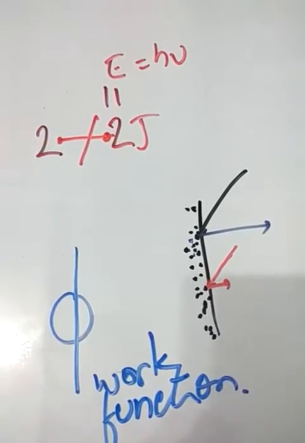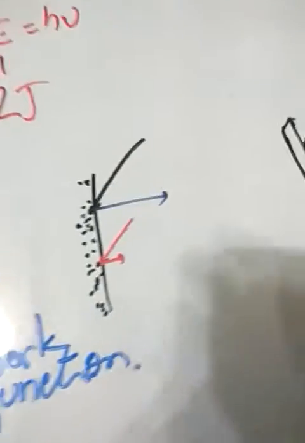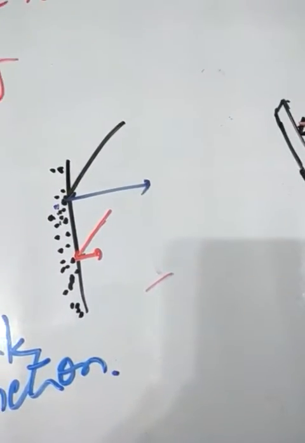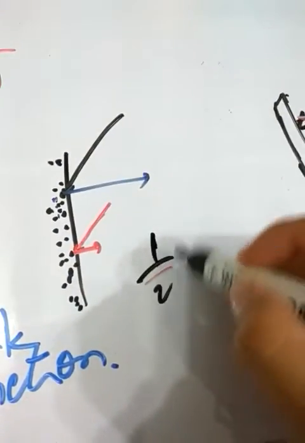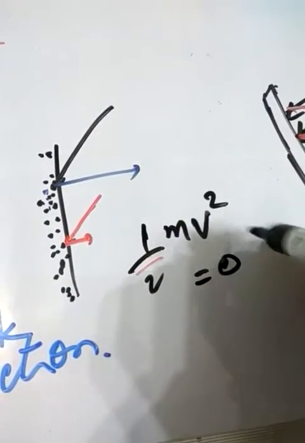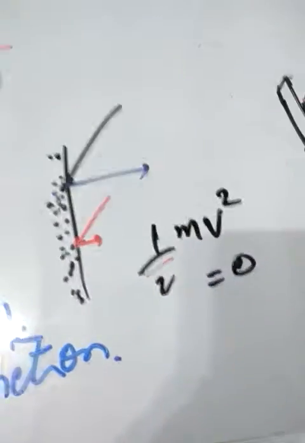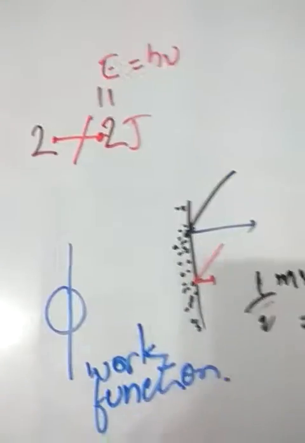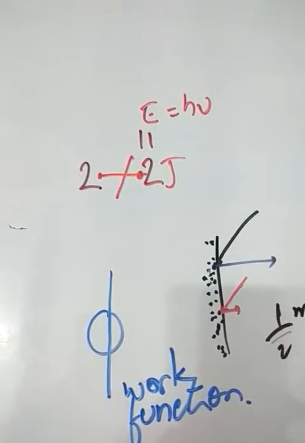And because it will get ejected with zero speed, it will have zero kinetic energy, because kinetic energy is half m velocity squared. It will be 0 because the velocity is 0 here, so it will come up with 0 kinetic energy and 0 speed.